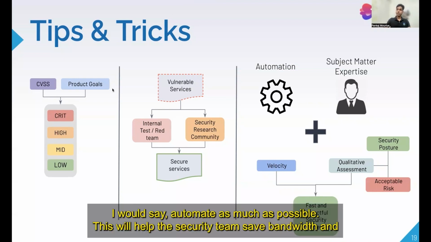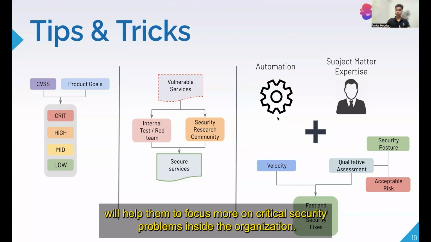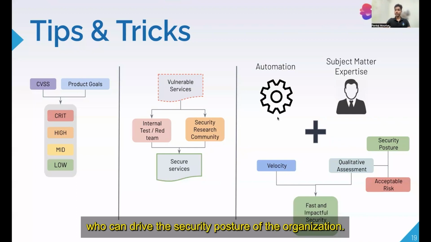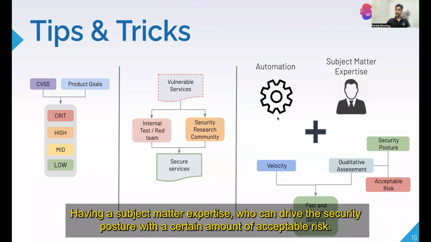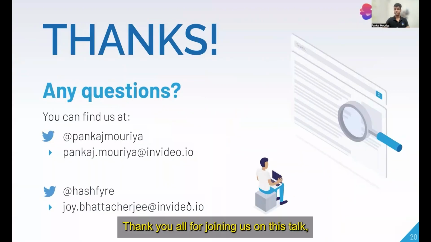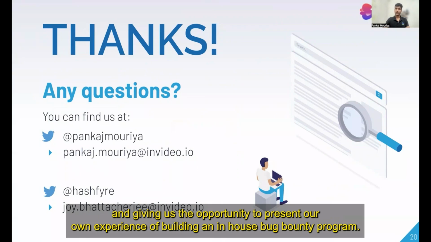I would say automate as much as possible. This will help the security team save bandwidth and help them focus more on critical security problems inside the organization. Have a dedicated security engineer who understands threat surfaces and priorities, who can drive the security posture of the organization. To be more specific, automation will bring you velocity, and having subject matter expertise that can drive the security posture with a certain amount of acceptable risk, when combined together, will help you with fast and impactful security fixes.